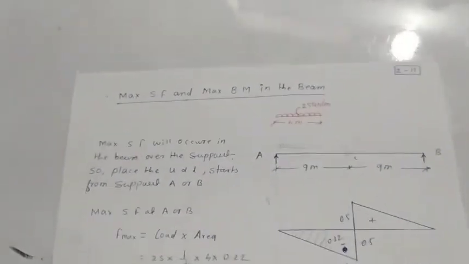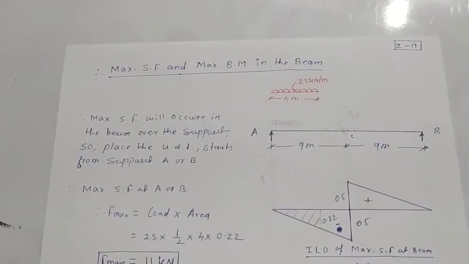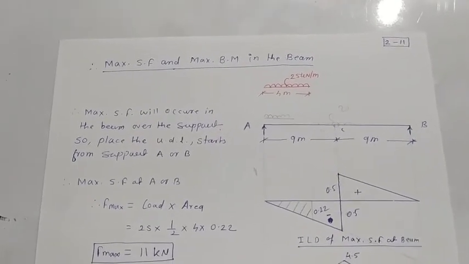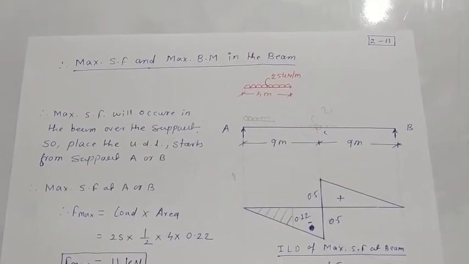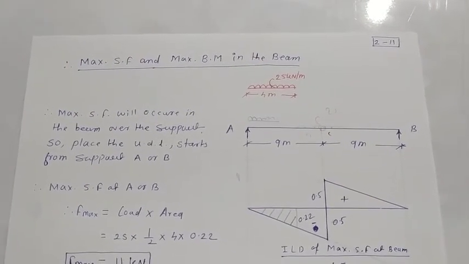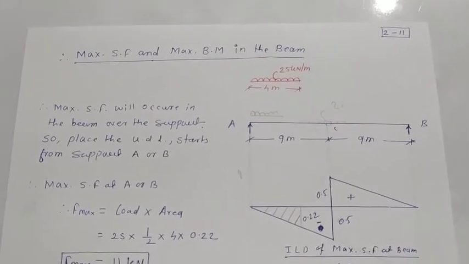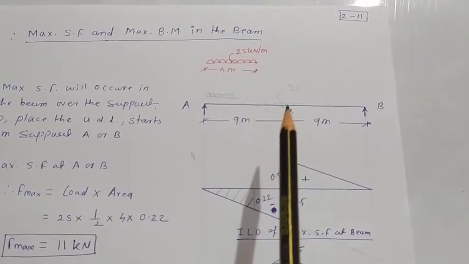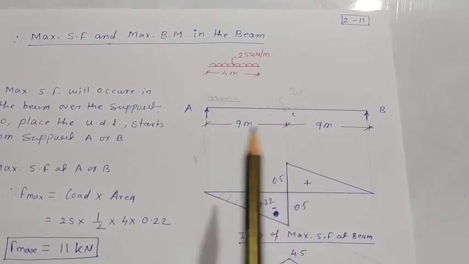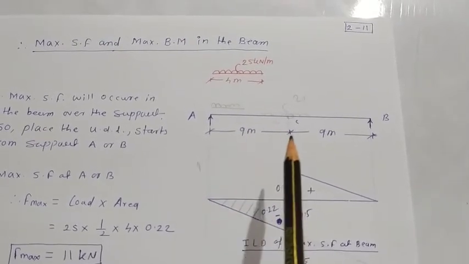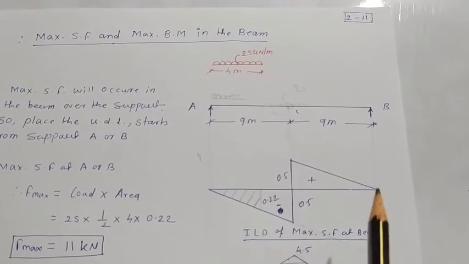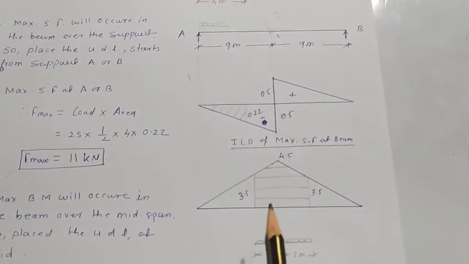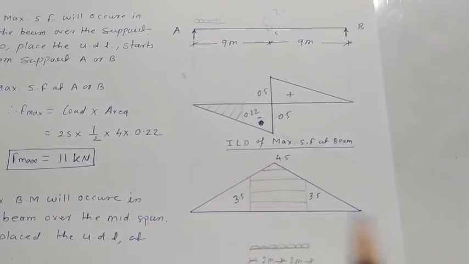Now next is the next condition: also find the maximum shear force and maximum moment in the beam. Okay. As we know, the maximum shear force will occur over the support and maximum bending moment will occur at the center. Okay. So again draw the line diagram of our beam. Okay. So we will calculate the bending moment at the center. So just divide the span into two parts, 9 meter plus 9 meter. Okay. Just draw the shear force diagram under this section. This is ILD of maximum shear force at beam and this one is the ILD of maximum bending moment.